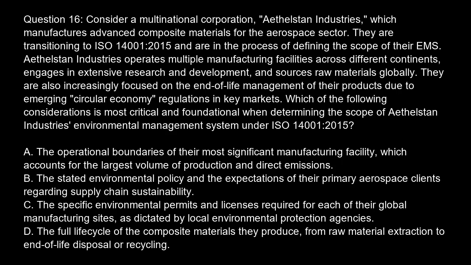14001-2015? Option A. The operational boundaries of their most significant manufacturing facility, which accounts for the largest volume of production and direct emissions. Option B. Stated environmental policy and the expectations of their primary aerospace clients regarding supply chain sustainability. Option C. The specific environmental permits and licenses required for each of their global manufacturing sites, as dictated by local environmental protection agencies. Option D. The full life cycle of the composite materials they produce, from raw material extraction to end-of-life disposal or recycling.